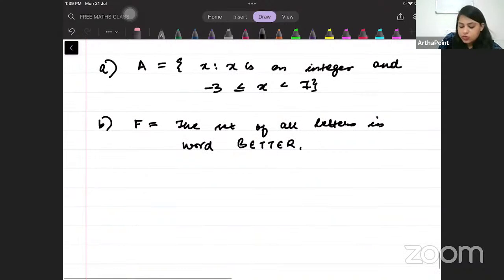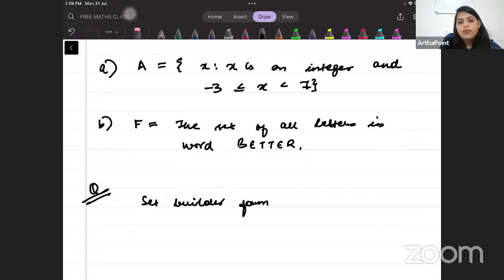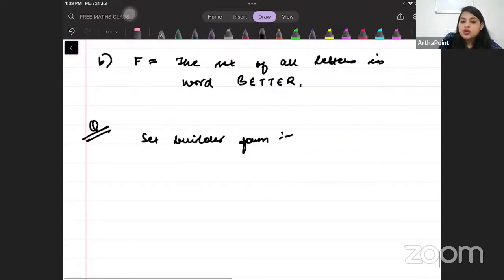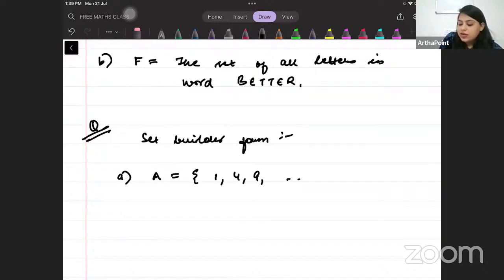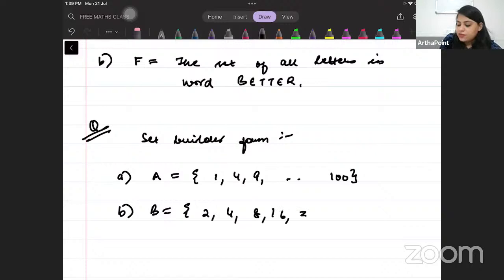Okay? Second question, write it in the set builder form. What's the question, beta, here? So first, A is a set which is 1, 4, 9 till 100. And second, B is a set which is 2, 4, 8, 16 and 32. Write these two in the set builder format.